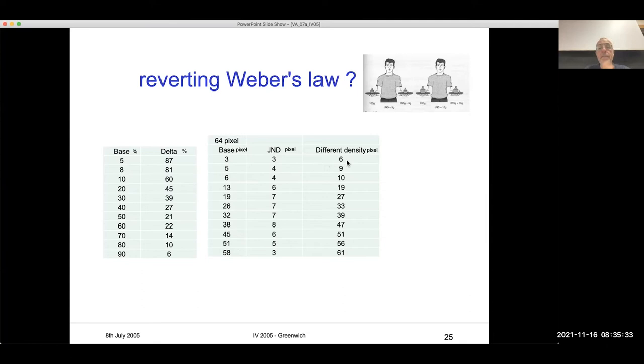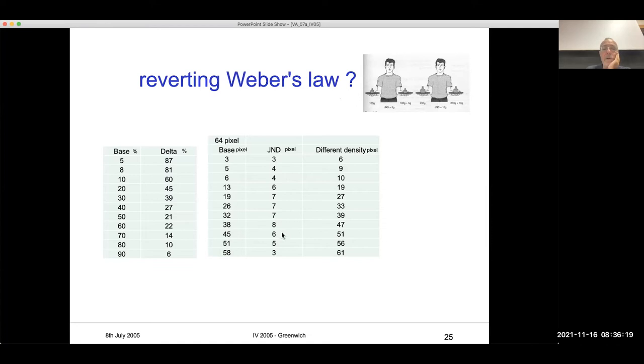And you can see that as long as the number of pixels in the sample area increases, the just noticeable difference increases as well. 3 pixels, 4 pixels, 6 pixels, 7 pixels, exactly as Weber's law. Remember it. Here we have the example in grams. If you want to perceive something compared to 100 grams, you have to add 5 grams. You can distinguish 100 from 105. But if you have 200, you have to add more grams to perceive the difference. This is Weber's law, and according to this, it is working.